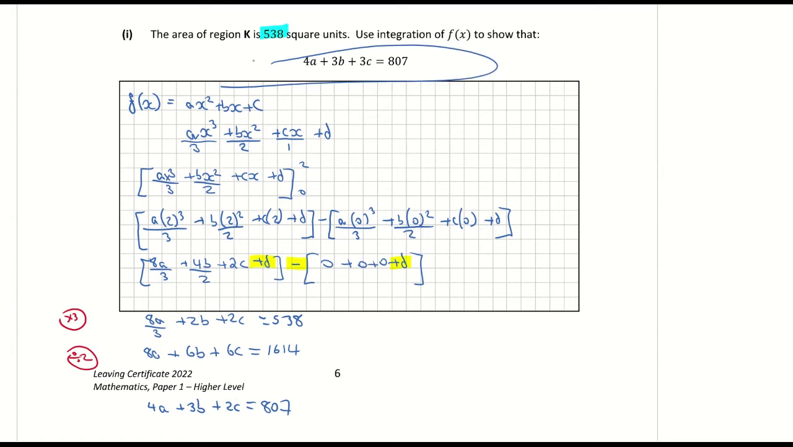And if you look back up the top here, that's the way they wanted it. So there's us showing that the area of K is the same as 4a plus 3b plus 2c equals 807.